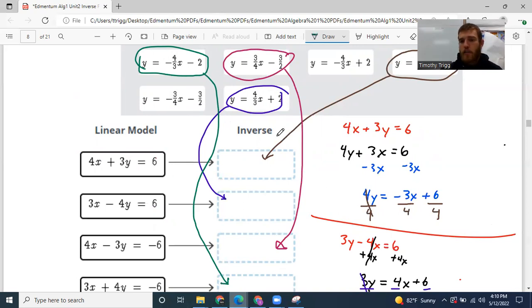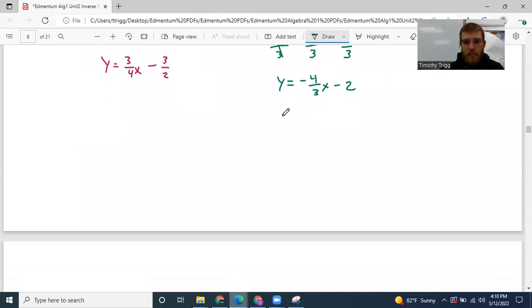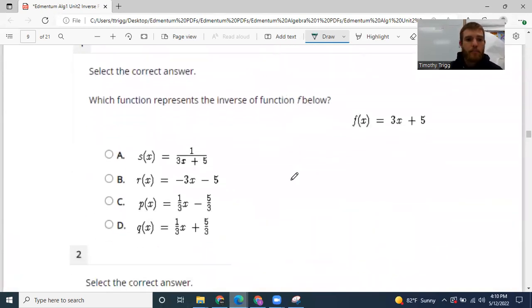Oh, those are all different colors here with the arrows. I didn't even do that on purpose. Just a happy accident.